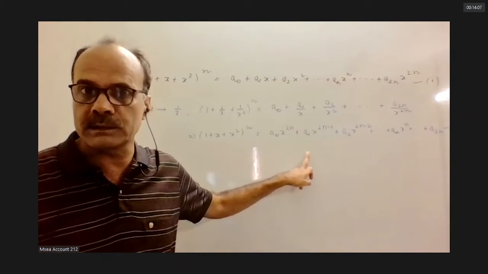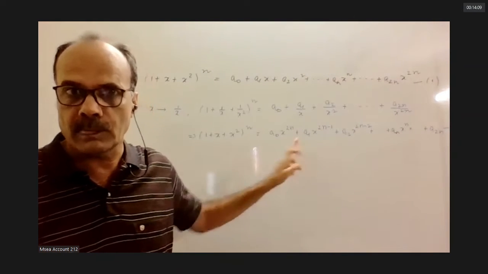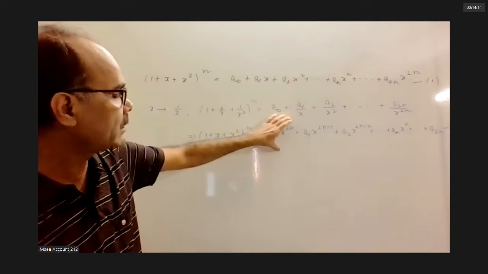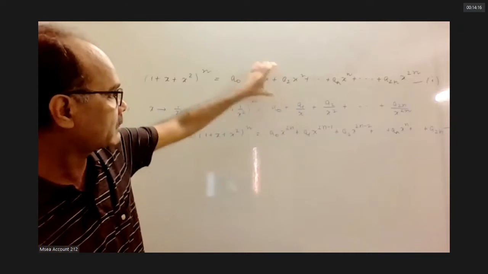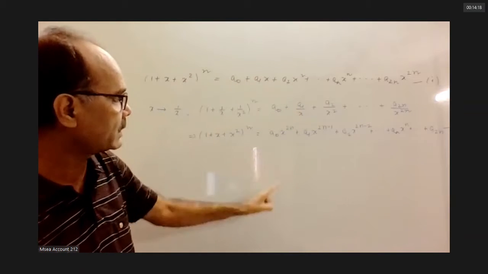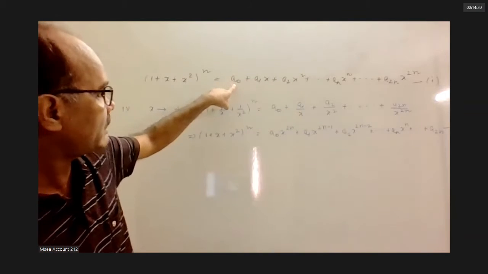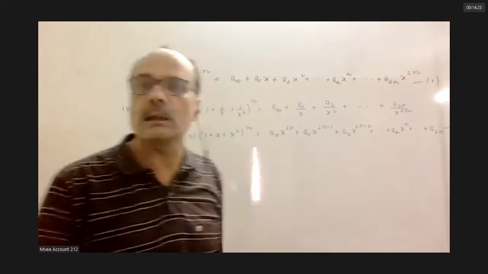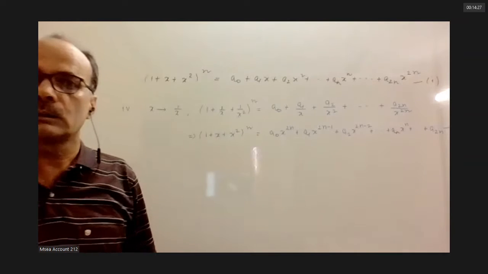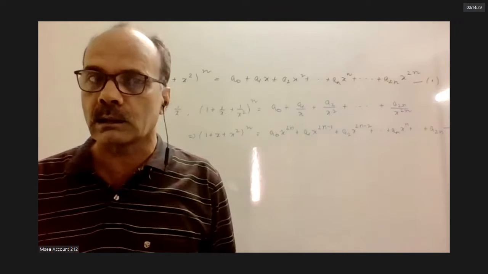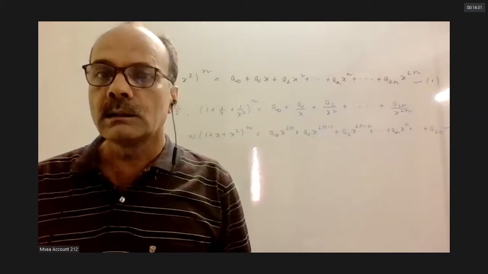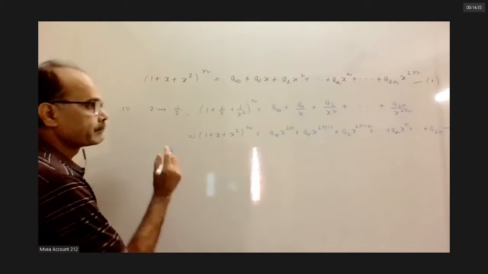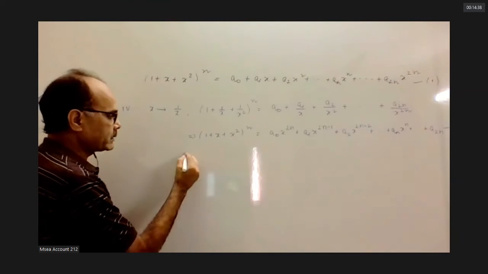Their corresponding coefficients will be same. These two polynomials are identically equal. Therefore, their corresponding coefficients have to be equal. So what is the constant term here? Not a naught, here a2n. I repeat, if two polynomials are identically same, their corresponding coefficients are same. So corresponding coefficients of 1 and 2 are same.